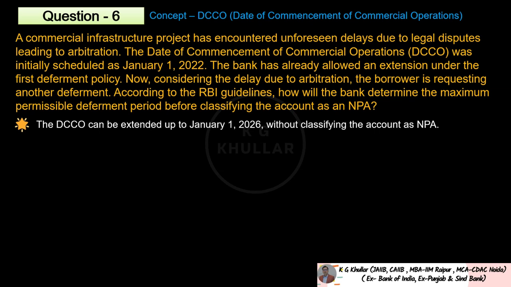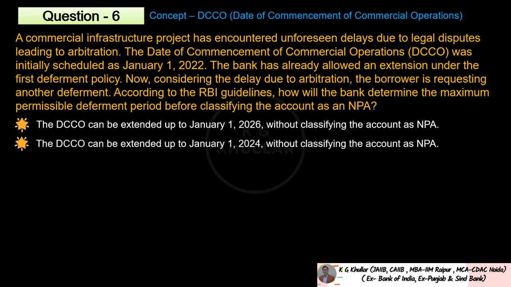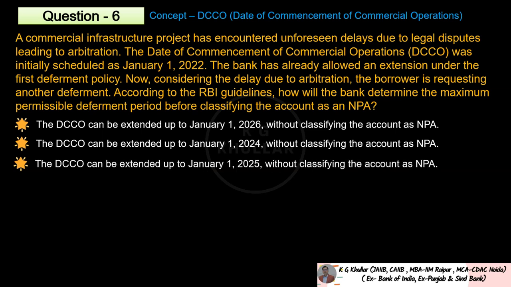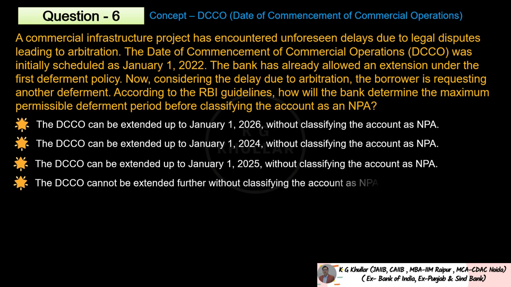That is, first option is, DCCO can be extended up to January 1, 2026 without classifying the account as NPA. Then second option is, DCCO can be extended up to January 1, 2024 without classifying the account as NPA. Then third option C is, the DCCO can be extended up to January 1, 2025 without classifying the account as NPA. And last option D is, the DCCO cannot be extended further without classifying the account as NPA.